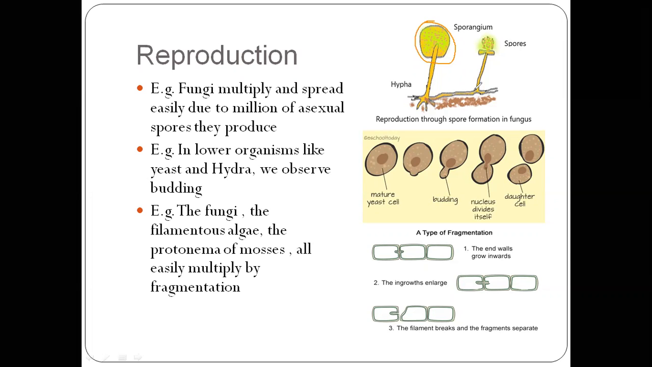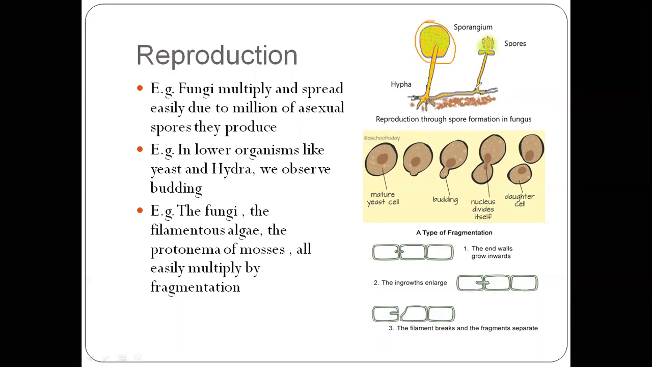So in the previous class also we discussed there are two types of spores. One is called the mitospores, the other one is called the meiospores. The mitospores are the end product of mitosis, whereas meiospores are the product of meiosis. This is one way. Now let us go on to the second example in lower organisms.